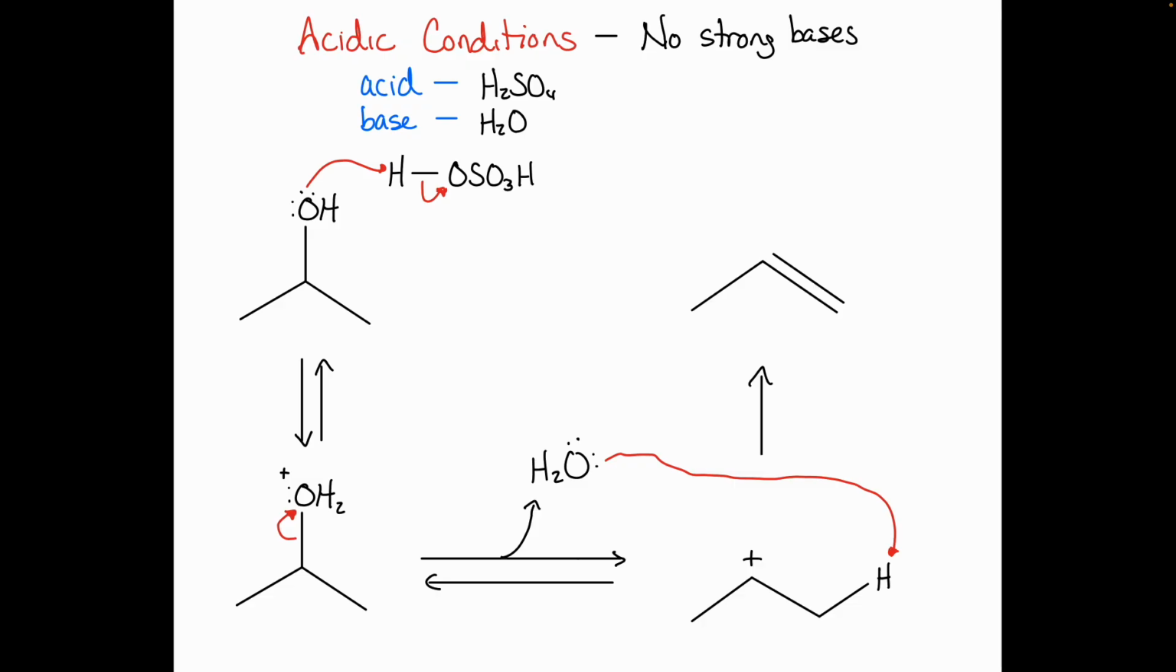But now we've got to think carefully about our bond that formed, which was obviously this new carbon-carbon pi bond. Where did that pair of electrons come from?